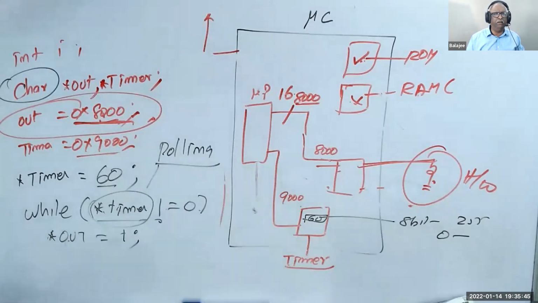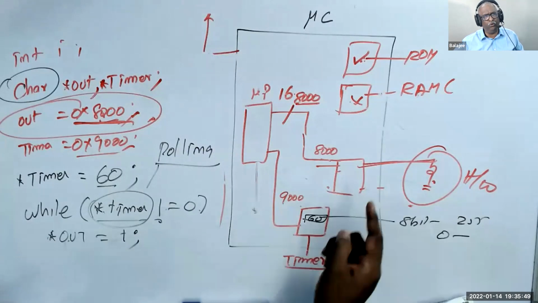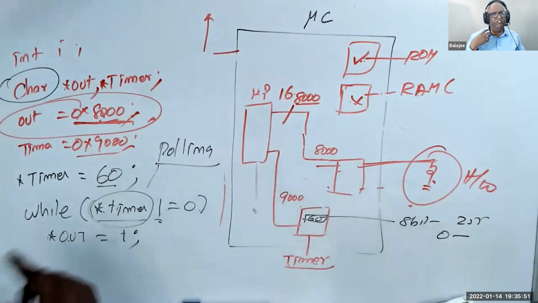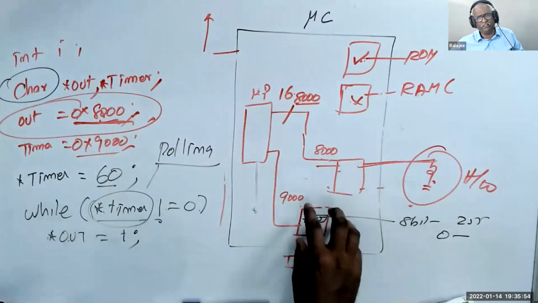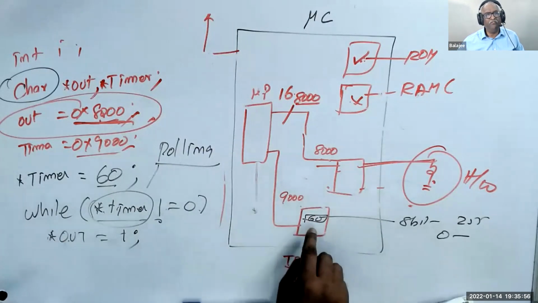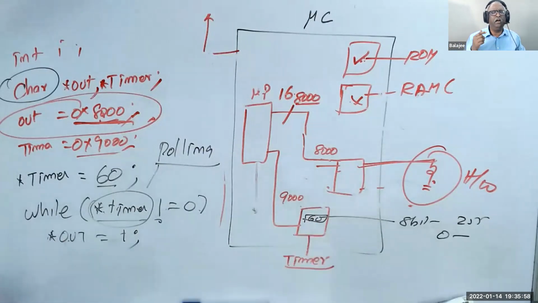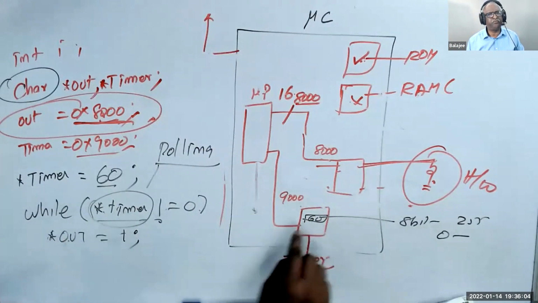This is called polling. Please understand the difference between the first one and second one. The first one, the delay was given by you. Now this is a very accurate delay, whereas if you close your eyes and count 1, 2, 3, 4, that is not an accurate delay. But this is an accurate delay.